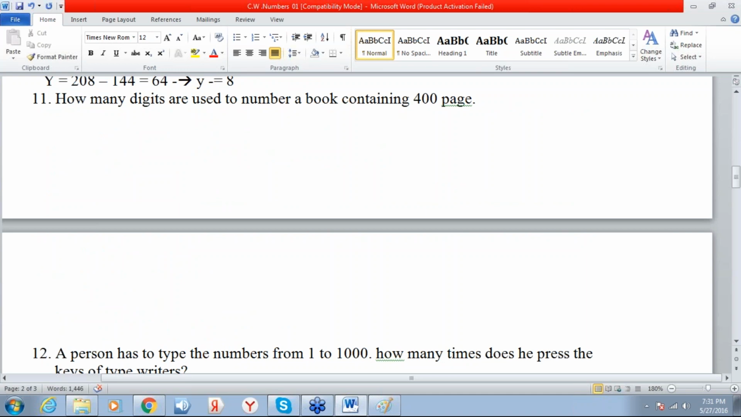How many digits are used to number a book containing 400 pages? Generally, we have to start with one digit numbers, right? Yes, sir. So, single digit.